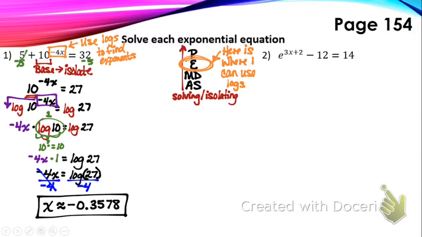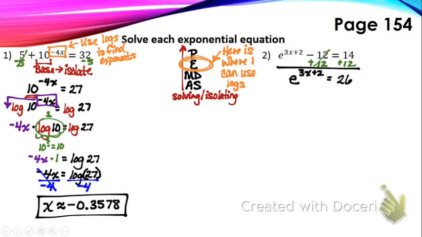Talk me through number 2. Ernesto, what's the first thing I would want to do on number 2? Get rid of the 12. What operation will let me get rid of the 12? Addition, because right now it's minus 12, so I'm going to add 12 to both sides. So I have e to the power of 3x plus 2 equals what? 26.